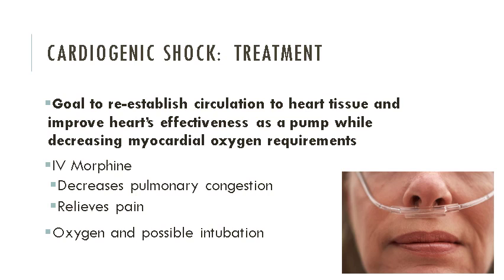Okay, so in order to do that, some of the things that are usually administered are IV morphine. This decreases pulmonary congestion, and it also helps relieve pain. Oxygen is often applied by nasal cannula or by mask if more oxygen is needed. If these clients don't have good respiratory support, sometimes they even have to be intubated.